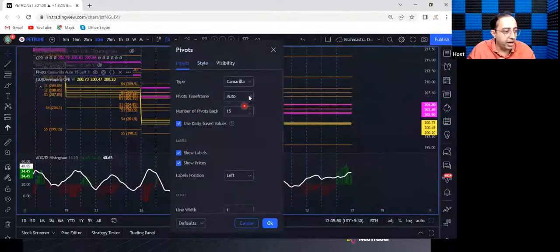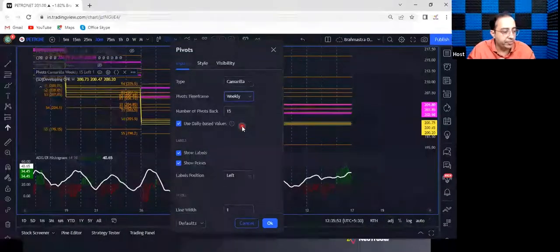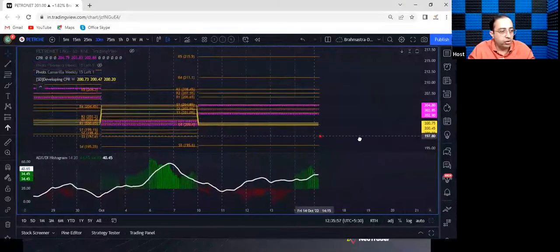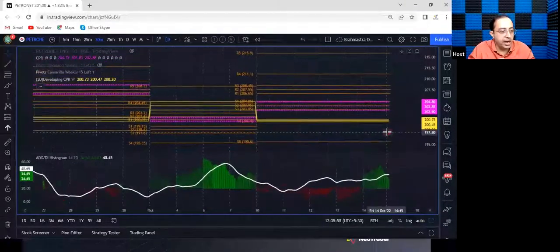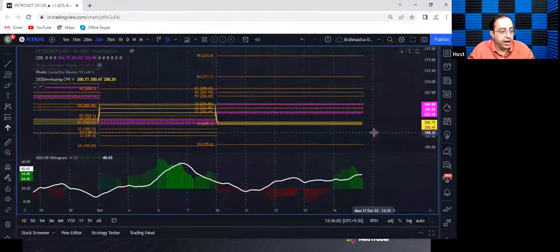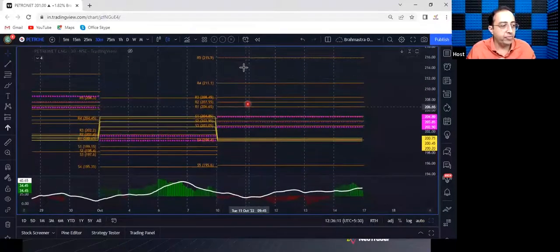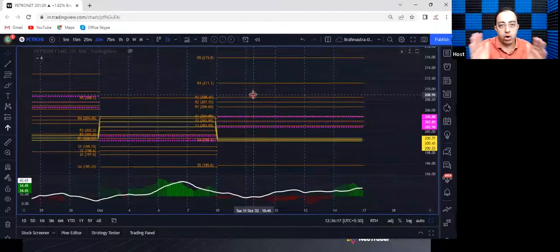So Camarilla pivot, again, I will set it on my weekly. This is for a multi-day, multi-week trade. You can see here that I have my ADX, I have my CPR, plus I have got my Camarilla. Now I will explain to you the role of each of them. You have got the Camarilla pivots, you have got the CPR, you have got the ADX DI.